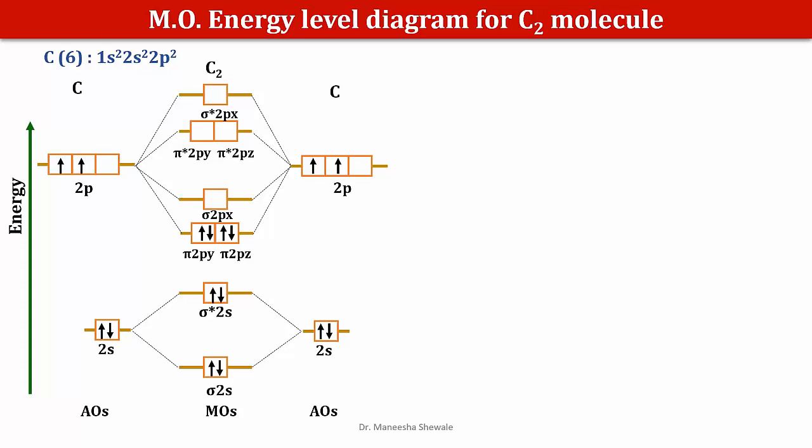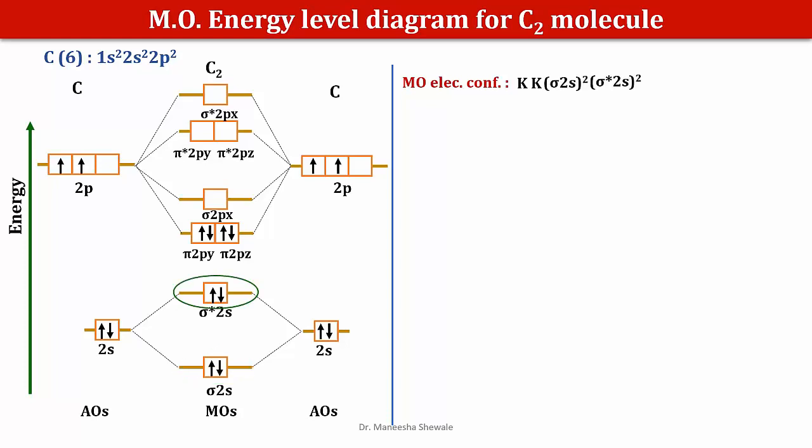And then we have 2 electrons in the pi 2py and 2 in the pi 2pz. We can now write down the electronic configuration. It is KK sigma 2s2 sigma star 2s2 pi 2py2 and pi 2pz2.